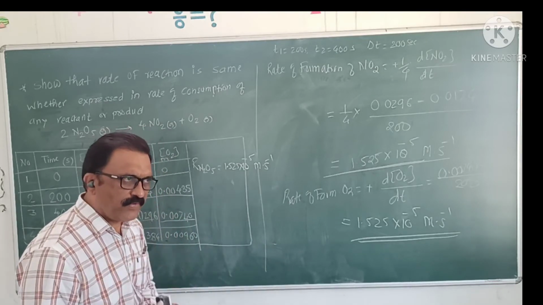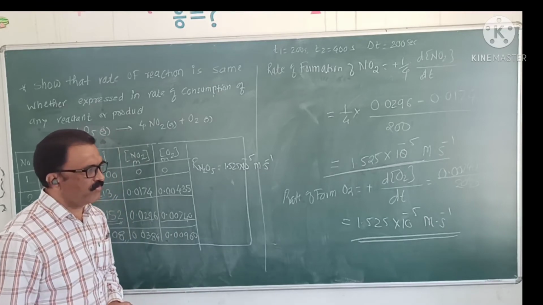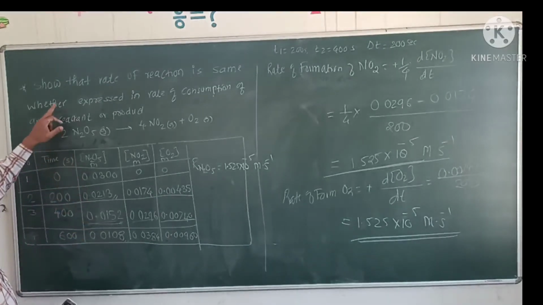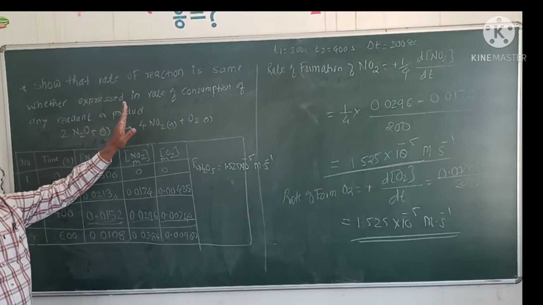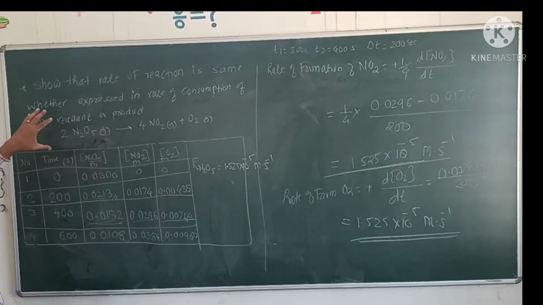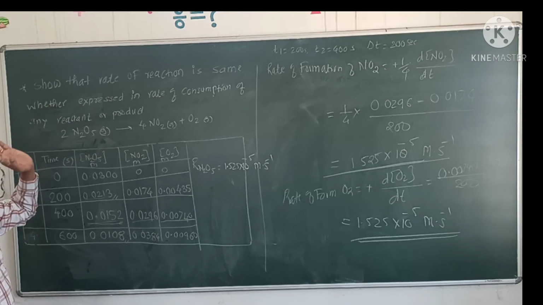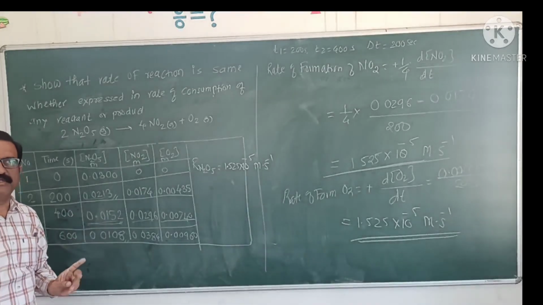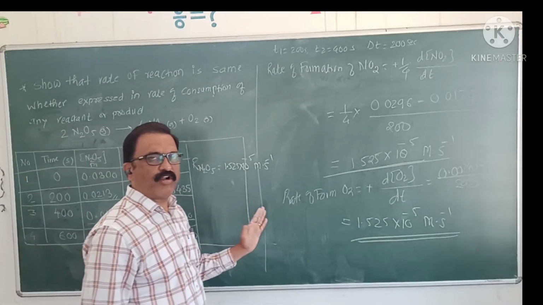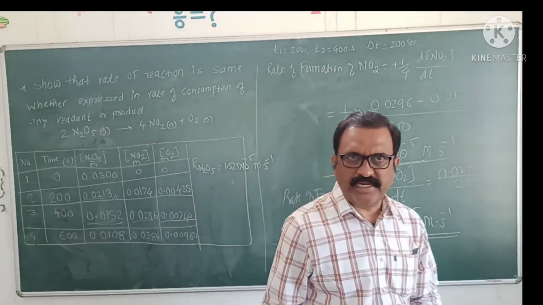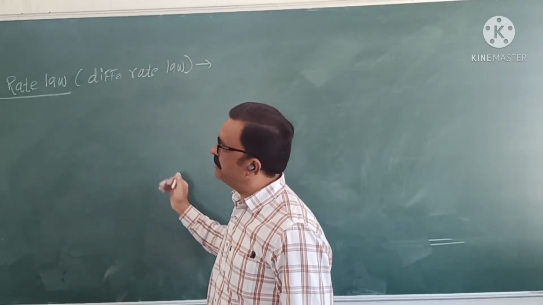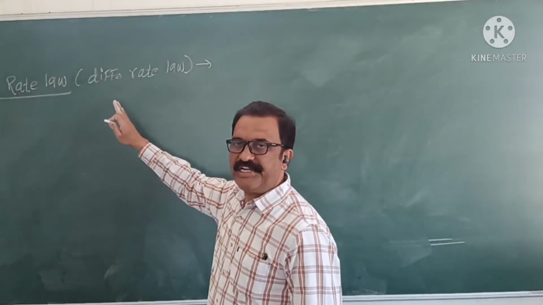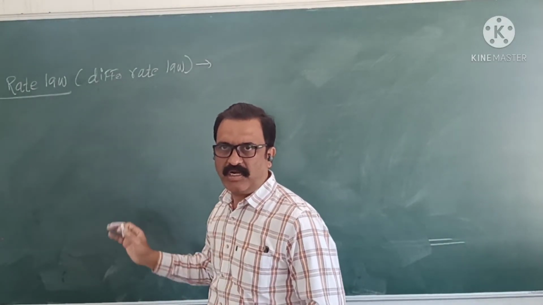And these constant values prove that the rate of reaction is the same whether the rate of reaction is expressed in terms of consumption of any one reactant or the rate of formation of product. Okay, importance of chemical kinetics is the rate law or differential rate law.